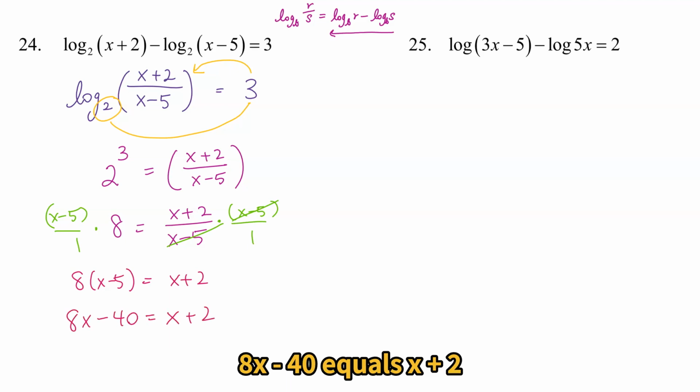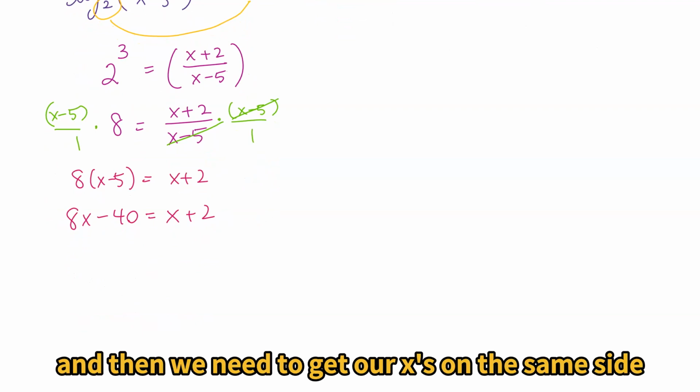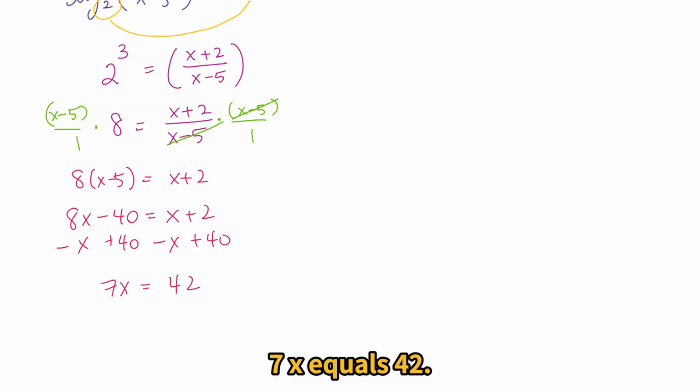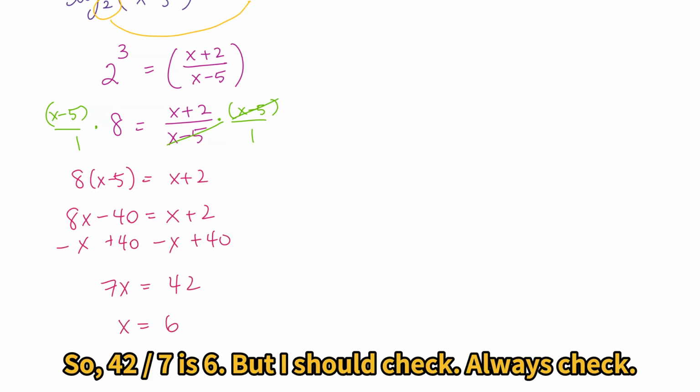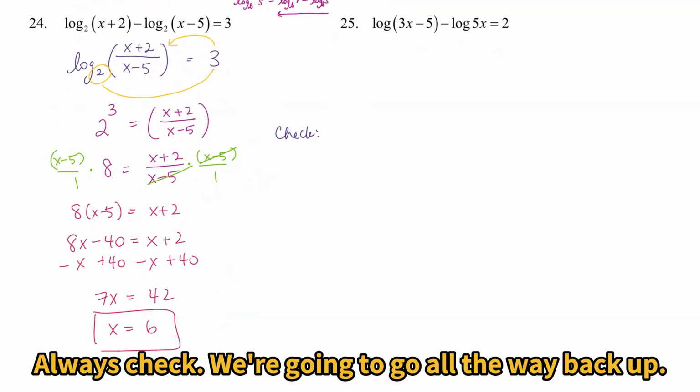Multiplying it out, 8x minus 40 equals x plus 2. And then we need to get our x's on the same side and our numbers on the same side. 7x equals 42. So 42 divided by 7 is 6. But I should check, always check, always check. We're going to go all the way back up.